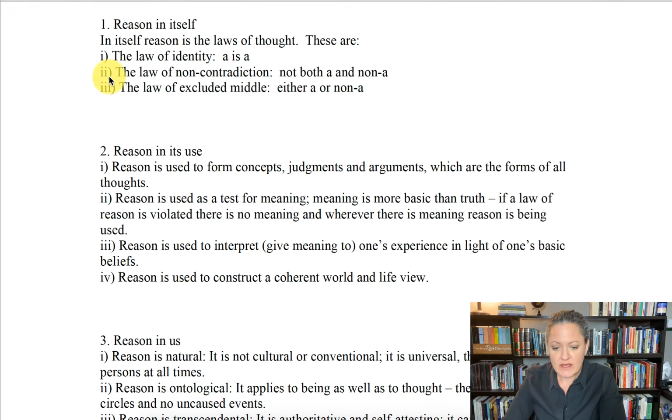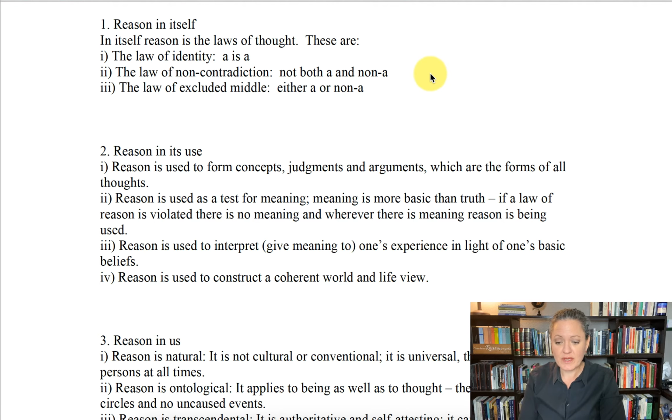The second law is the law of non-contradiction. And the law of non-contradiction builds upon the law of identity, and it says something cannot be both A, what it is, and non-A. It's not both an iPhone and a non-iPhone in the same respect and at the same time. You may want to add that to your notes. It's not both an iPhone and a non-iPhone in the same respect and at the same time.